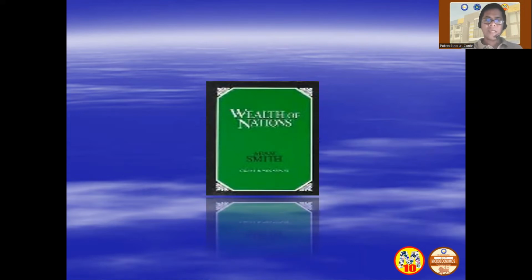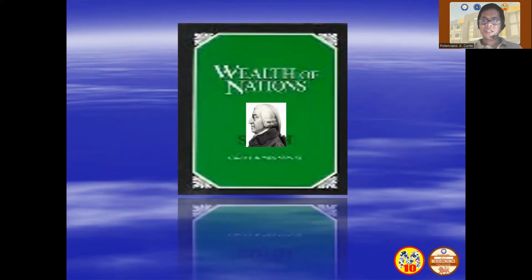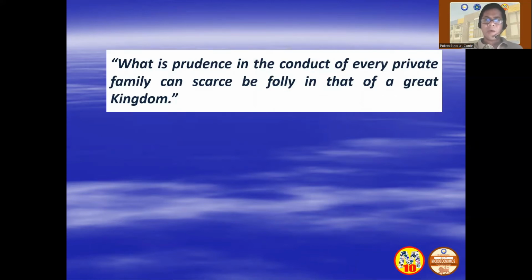But prior to writing the book, Adam Smith learned the teachings or the themes of the physiocrats as well as the mercantilist points of view, the teachings of the Greek philosophers and other great minds prior to his time. And there are two quotations from the book which are highlighted, one of which is this: "What is prudence in the conduct of every private family can scarce be folly in that of a great nation."